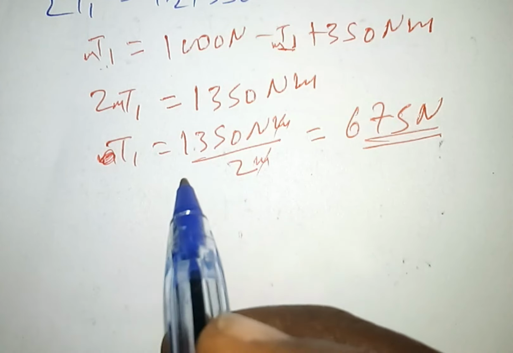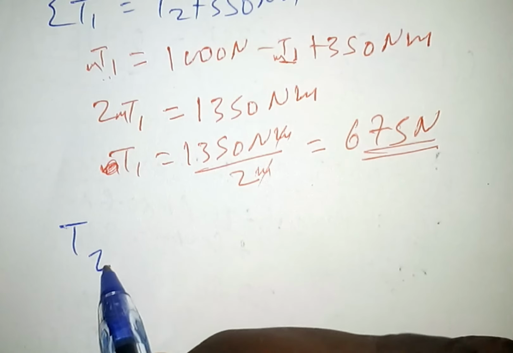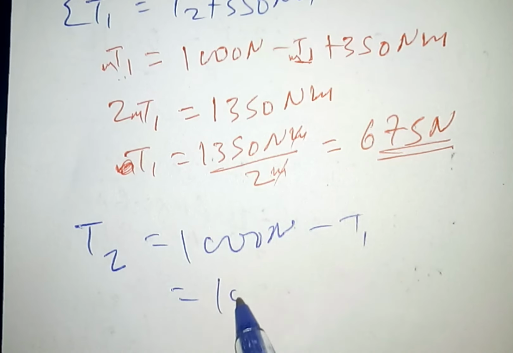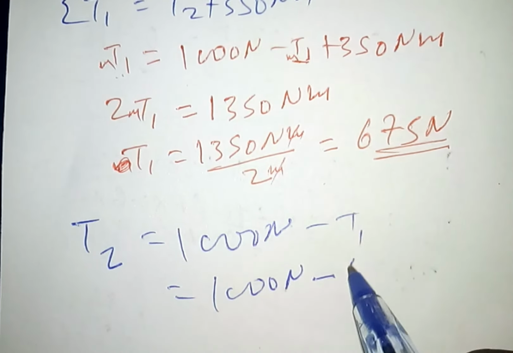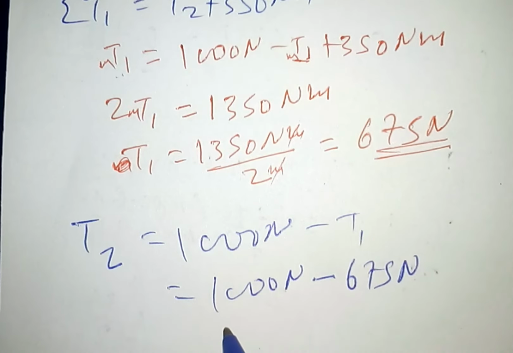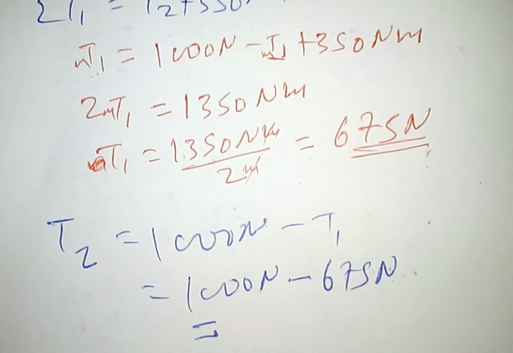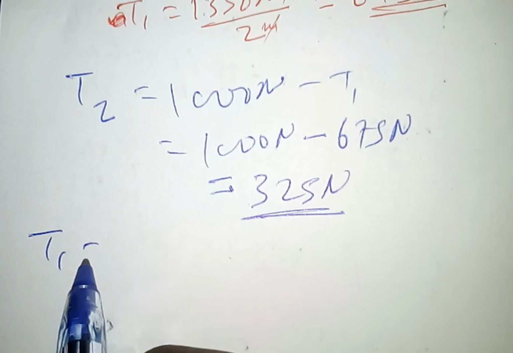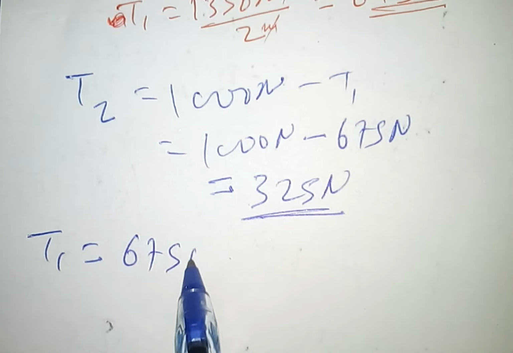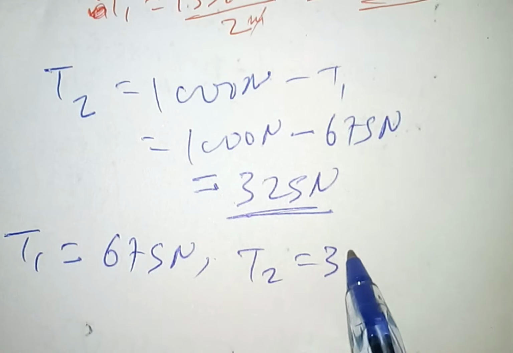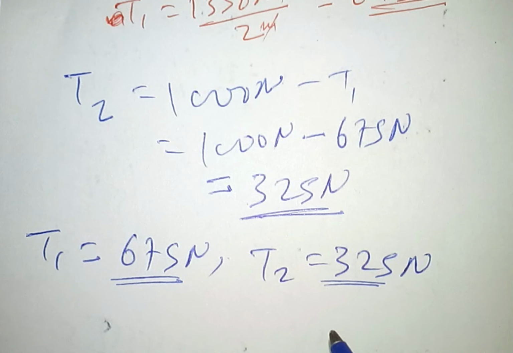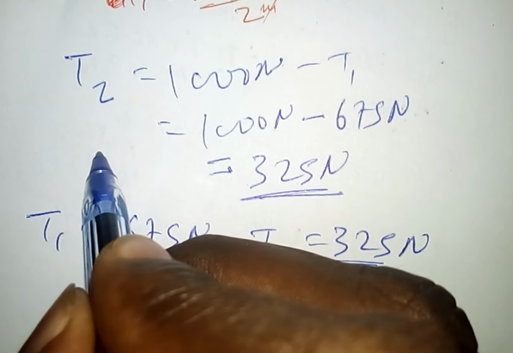Then from equation 1, we have T2 equal to 1000 Newton minus T1, which is 1000 Newton minus 675 Newton, and directly we get T2 as 325 Newton. So we can write T1 is equal to 675 Newton and T2 is equal to 325 Newton. The sum of them altogether must give 1000. So the correct answer which combines these two values is alternative A.